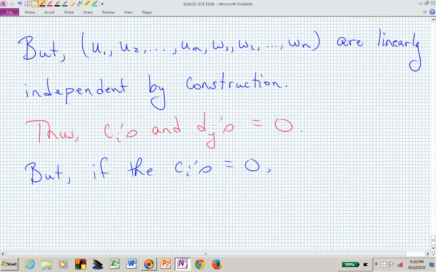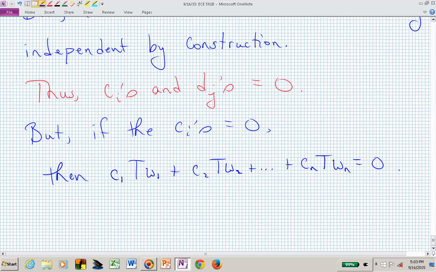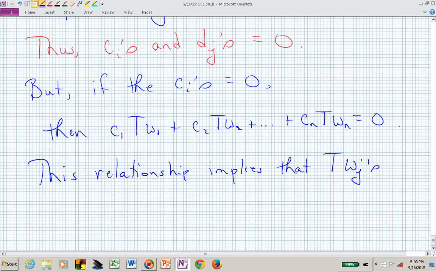Let me try to write this down. So this is now, if the C sub i's are all 0, then C1 T W1 plus C sub 2 T W sub 2, etc., up to C sub n T W sub n, being equal to 0, this relationship implies that all of these TW sub j's are in fact linearly independent. Yes?